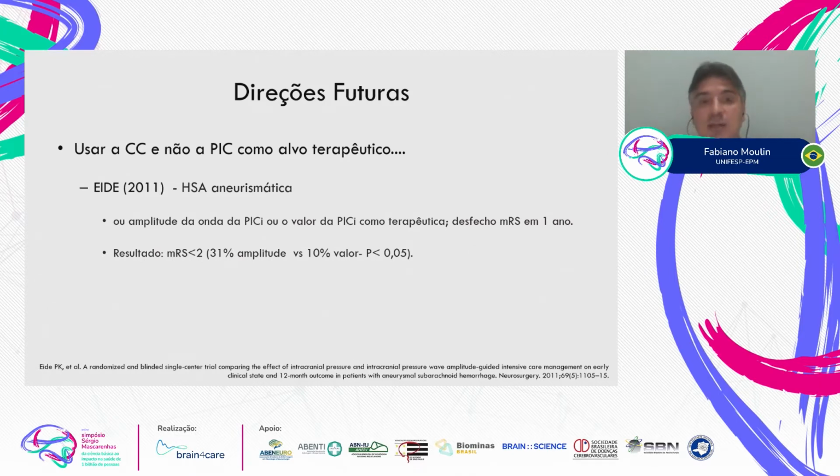Treating by amplitude below 5 millimeters of mercury, 1/3 of the patients had a rank greater than 2, and only 10% treated with ICP greater than 20 had the beneficial result. So this is a paper that shows us that this can be one more change of paradigm, rather than simply waiting for a value which is not customized. So 20 is not the number for everyone.